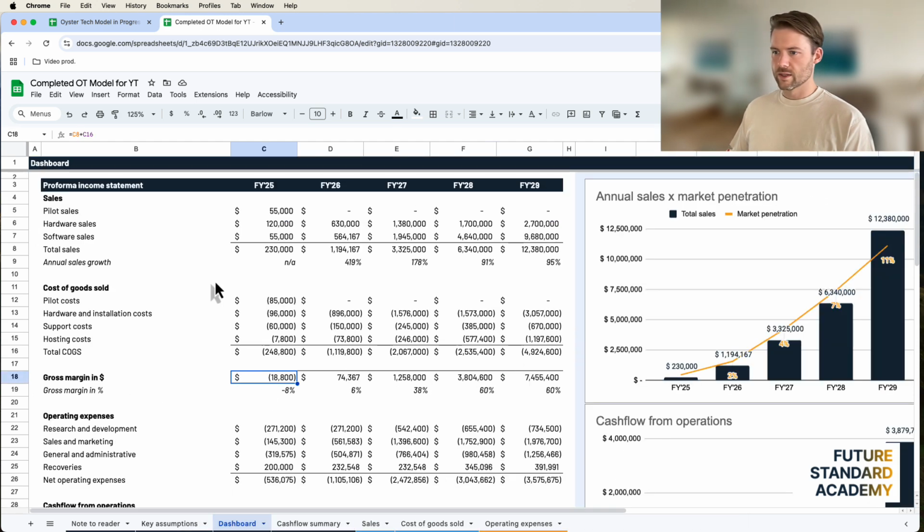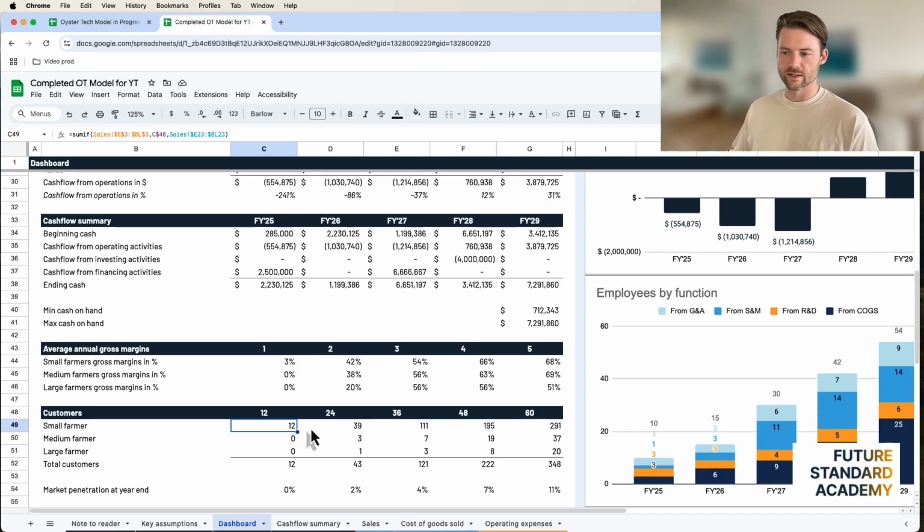Yeah, so that's what it looks like when it's done. But the crazy thing is that it looks like there's a lot of complexity here, but there's really not that much. The calculations are very simple. It's adding, subtracting, multiplying, dividing. There's a few more complex formulas when it comes to pulling in the right customer count at the end of the year, the SUMIF formula.